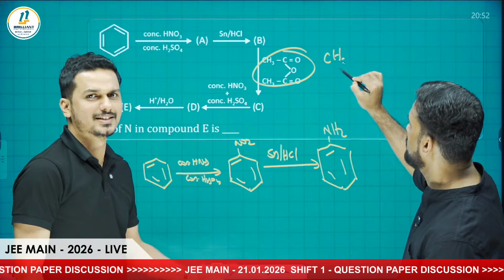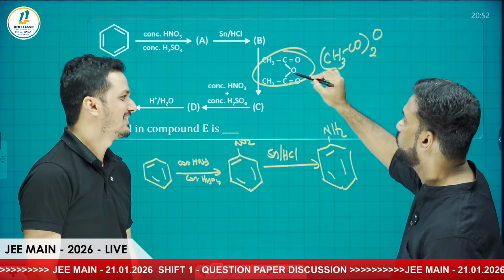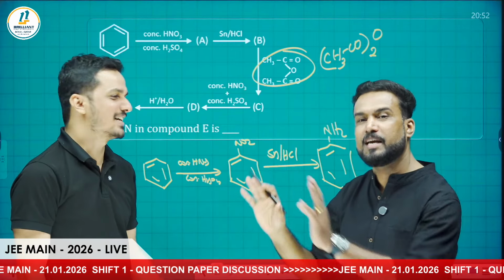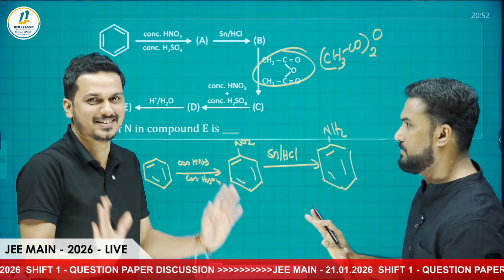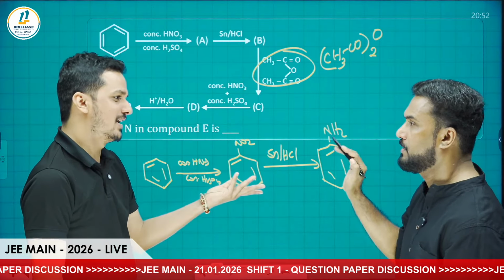Don't get confused. This is the same as before: CH3CO, twice O. You might be thinking that this is acetic anhydride. They gave the exact structure, and that's only acetic anhydride. So that's the acetylation, and acetanilide forms.